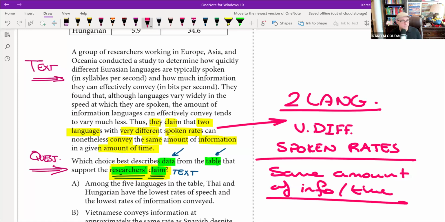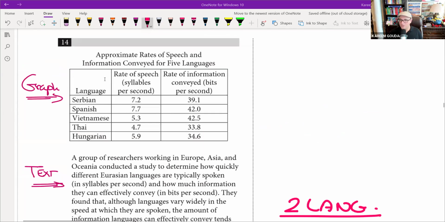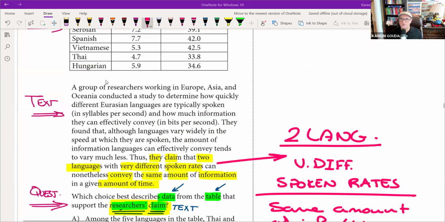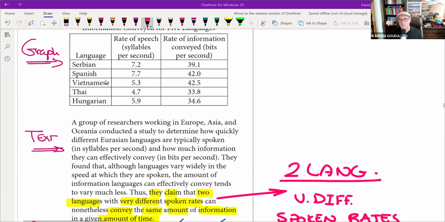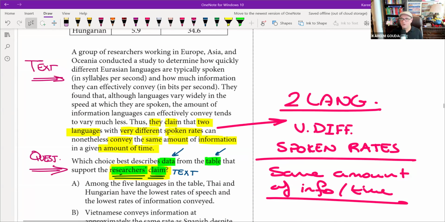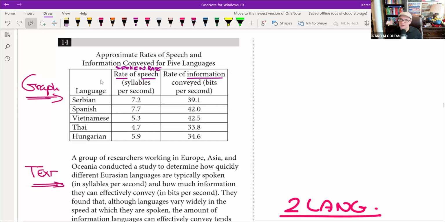Now, where are we going to find this information? We're going to find it in the table, right? Okay. Let's go to the table. Where do we have two languages with very different spoken rates? Where is spoken rates? Rate of speech. So this is the spoken rate. And have the same amount of info over time. So rate of information. Okay. So this is the rate of information. So we want two languages with very different spoken rates, but the same info.